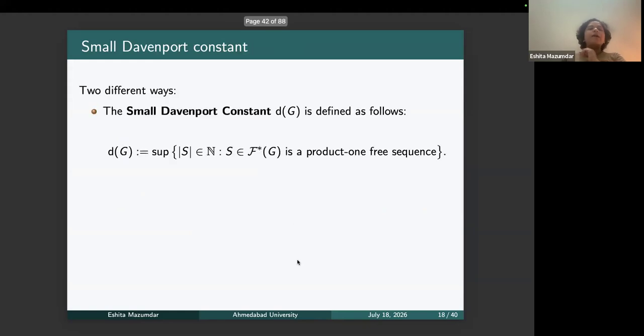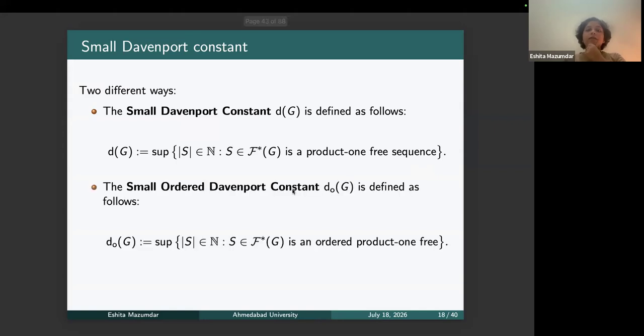Based on that, I can define my small Davenport constant, which is like the following. d(G) is the supremum of the length of S such that S is product-one free. This is for the unordered case. The small ordered Davenport constant is again the supremum of the length of the sequence S such that S is ordered product-one free. So you can understand that d(G) plus 1 gives the least integer such that every sequence of that length has a product-one subsequence. Similarly for d_o(G). So from here I have this observation.